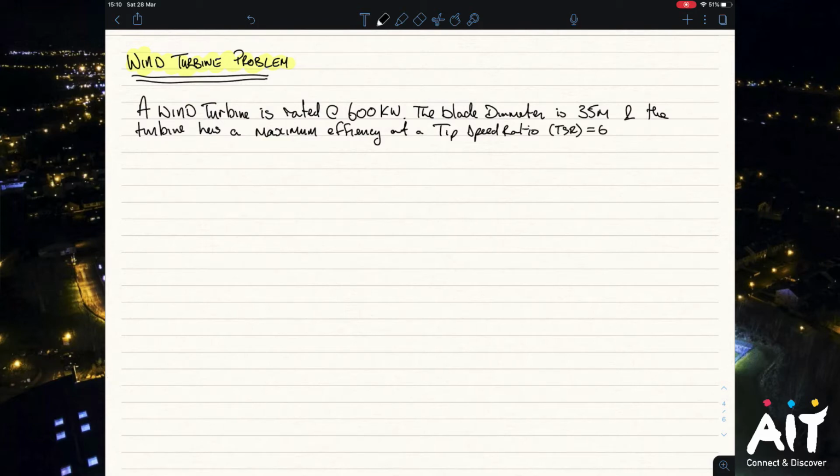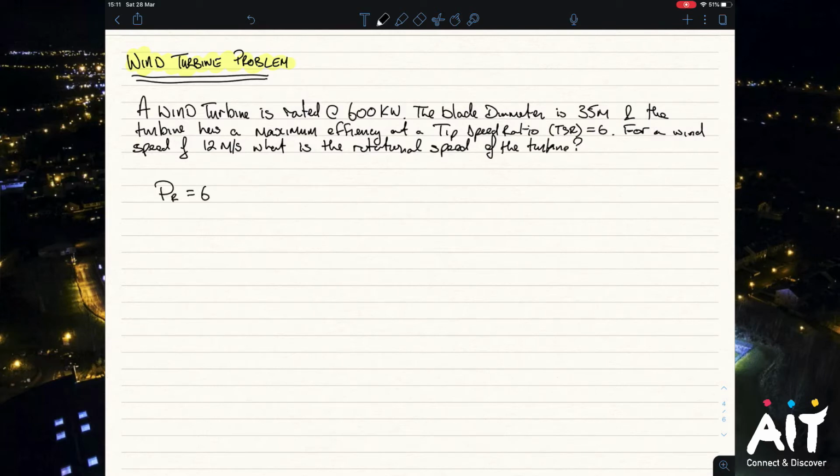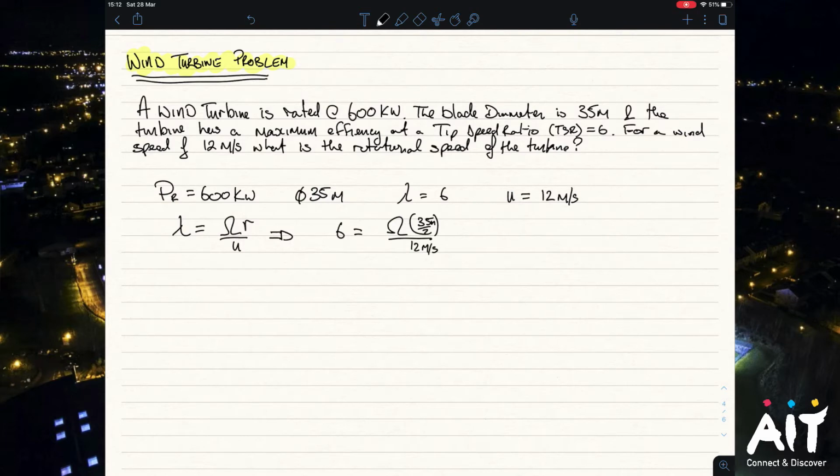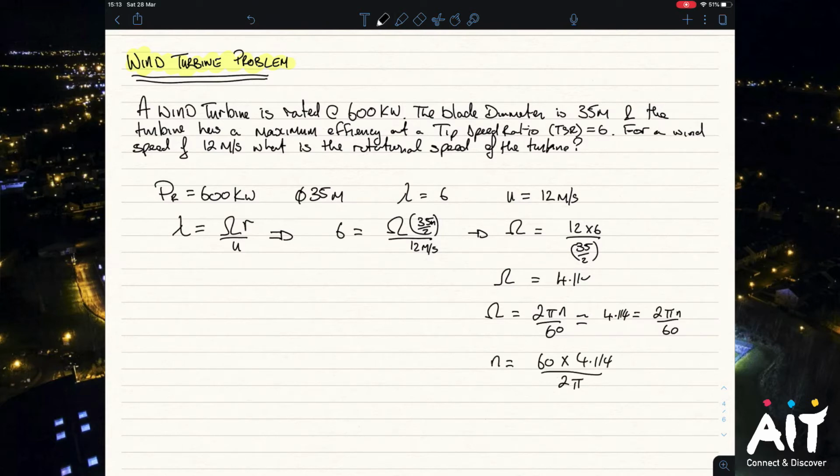For a wind speed of approximately 12 meters per second, we're asked to determine what is the rotational speed of the turbine. This in itself is relatively straightforward to achieve. So we know the rated power is 600 kilowatts, the diameter is 30 meters, the tip speed ratio is 6, and the wind speed is 12 meters per second. We know that the tip speed ratio is equal to omega times r divided by the average wind speed, and when we calculate this out and put in the proper figures, we find that omega is going to be 4.114. And we'll convert this into revolutions. We will find that it is 39.2 revs per minute.